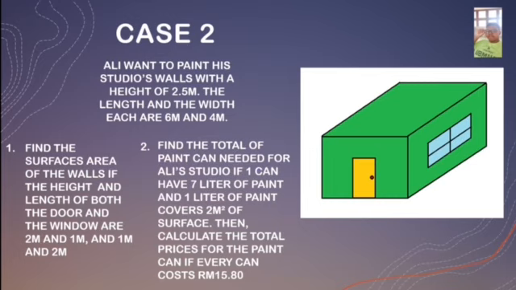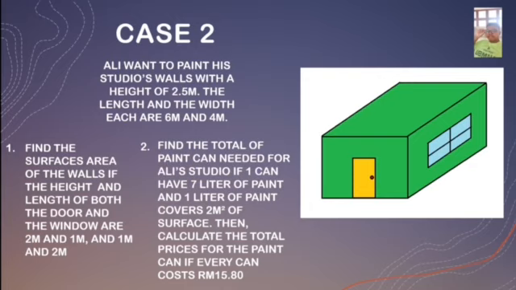Case 2. The question is, Ali wants to paint his studio's wall with a height of 2.5 meter. The length and the width are 6 meter and 4 meter. The first question is, find the surface area of the wall if the height and the length of the door and the window are 2 meter and 1 meter, and 1 meter and 2 meter.